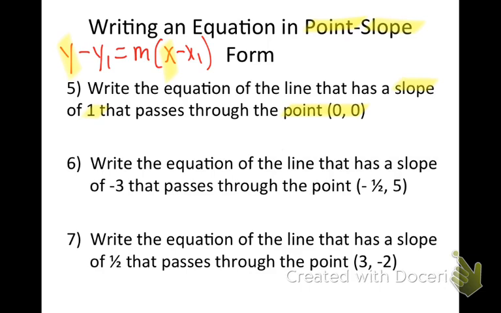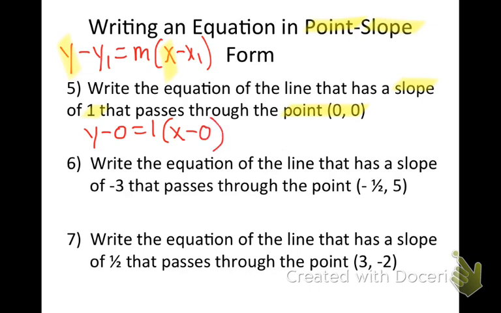So I'm going to plug in my y coordinate. So what is the y coordinate down here? It's going to be a 0. So I'm going to say y minus 0 equals, what's my slope? 1 parentheses x minus, what's my x coordinate? 0. Hey, y minus 0 equals 1 parentheses x minus 0.